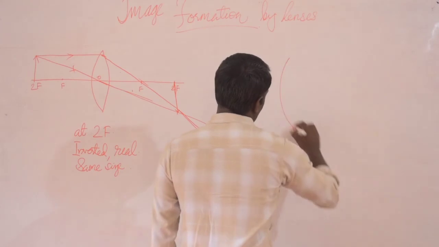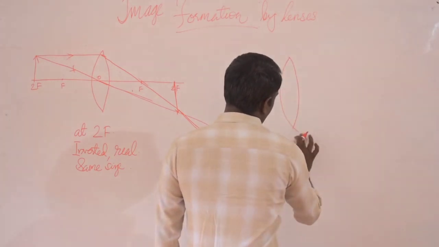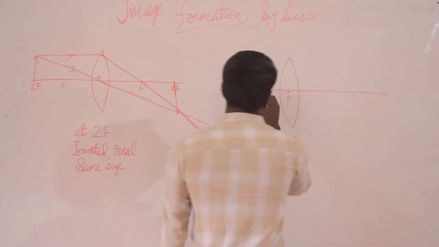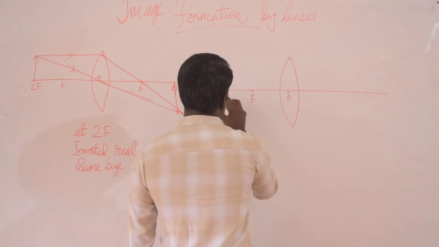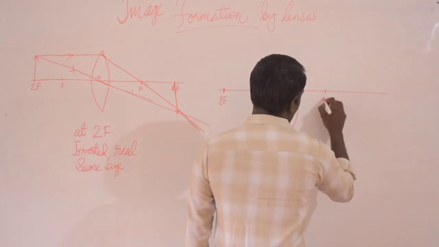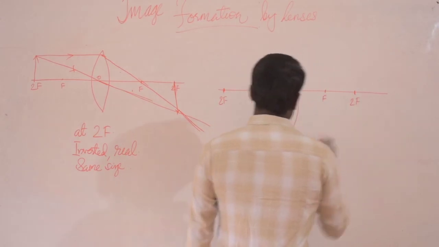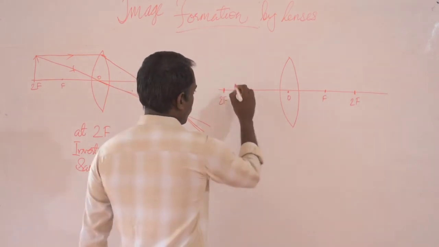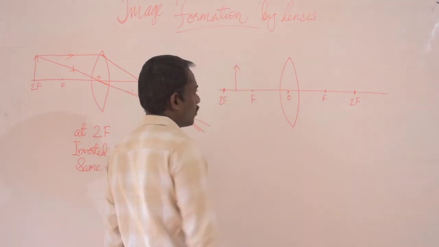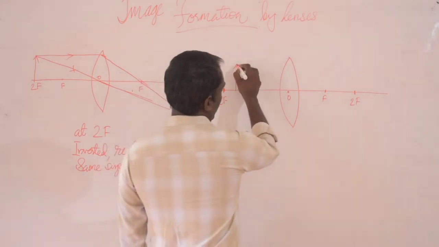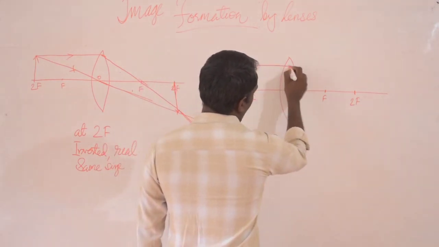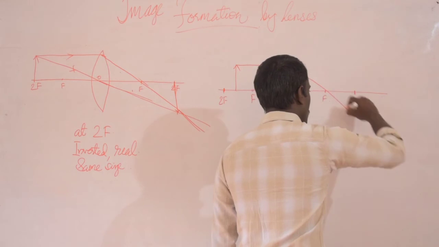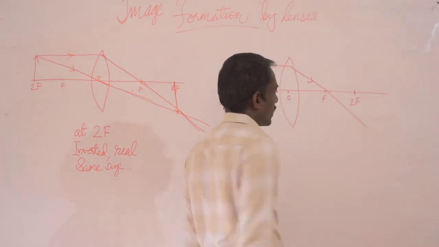Next, another case. Here is the optical center O, the principal axis, here 2F, here 2F. Now we are going to place the object in between F and 2F. This is the position of the object. Now consider a ray of light that is parallel to the principal axis. As we already know, this path will pass through the principal focus after refraction.